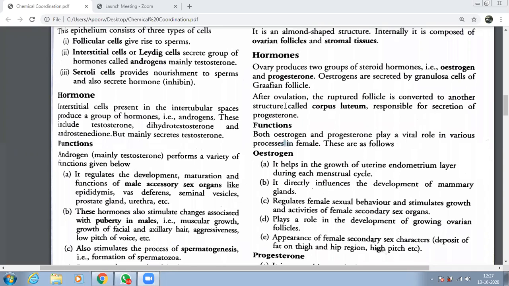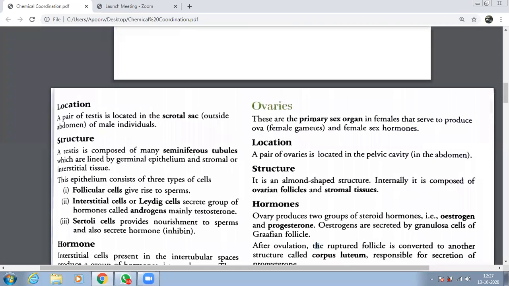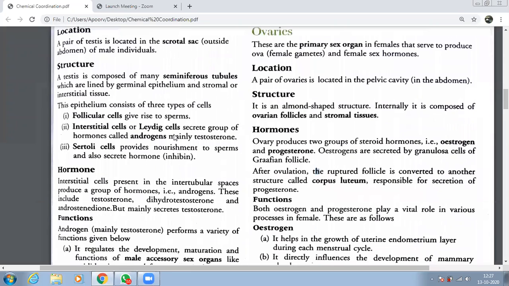Very good, children. Now we are going to do these two hormones today. This is our target for today. Let's start. Location. Please read this. Pair of testes located in the scrotal sac. You know where is scrotal sac? It's outside the abdomen of male individuals. So the location is this structure.